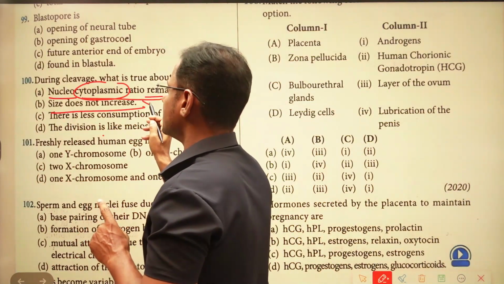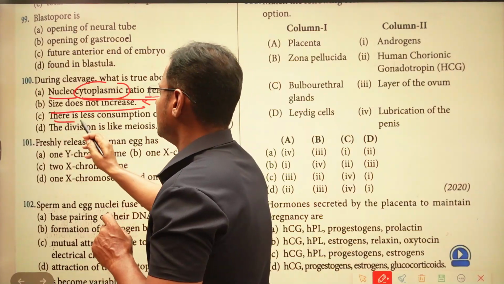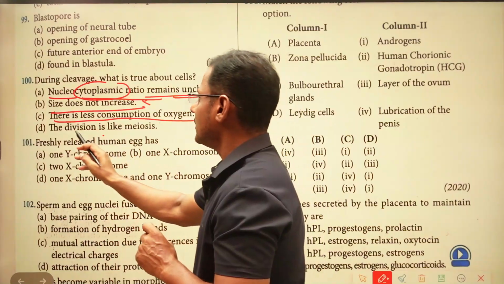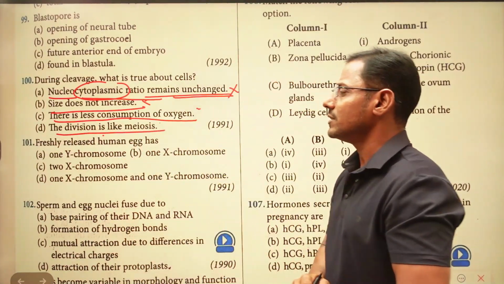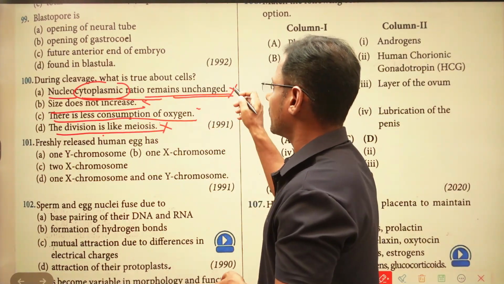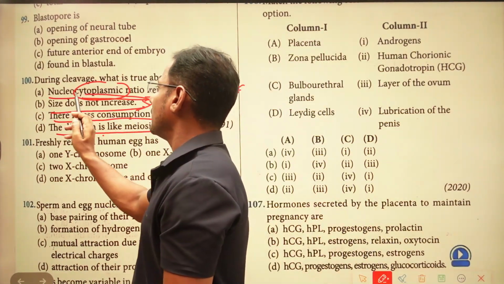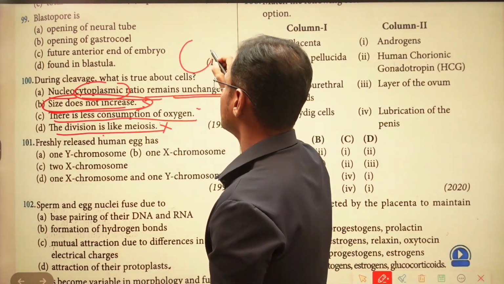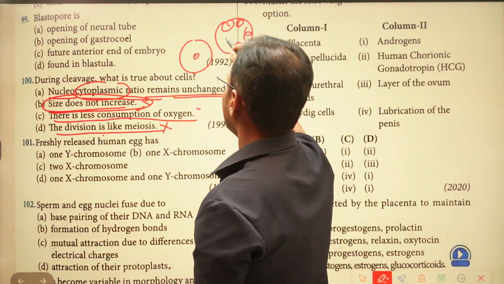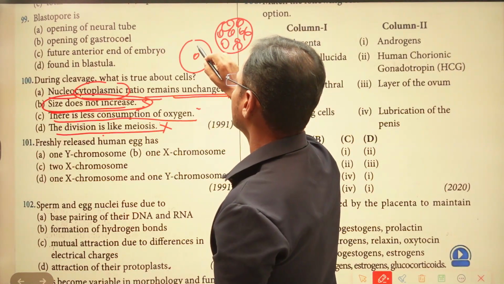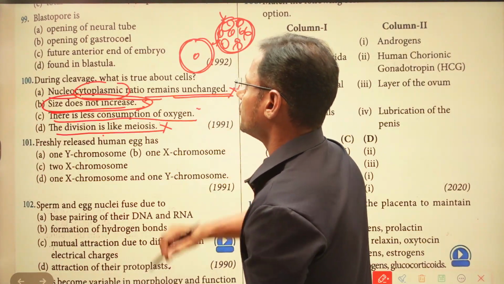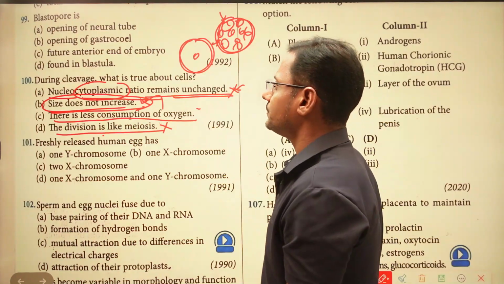Size does not increase, there is less consumption of oxygen. The division is like meiosis, but the division is not at all meiosis. So we can cross this one and we can cross this one. Size does not increase: see, if this is the zygote and this is the 16 cell stage, the size of the zygote is not going to increase. In the morula stage also, size is not going to increase. So this is the right option here.